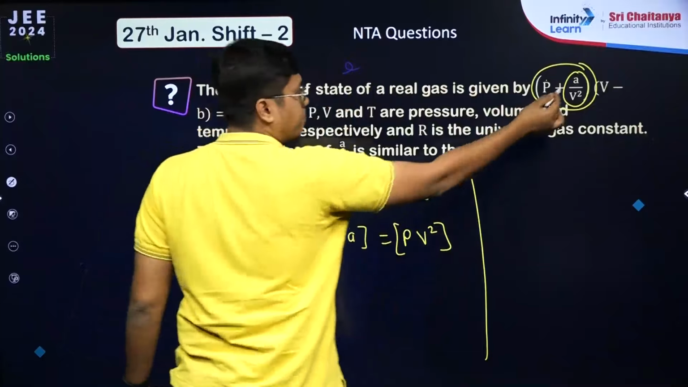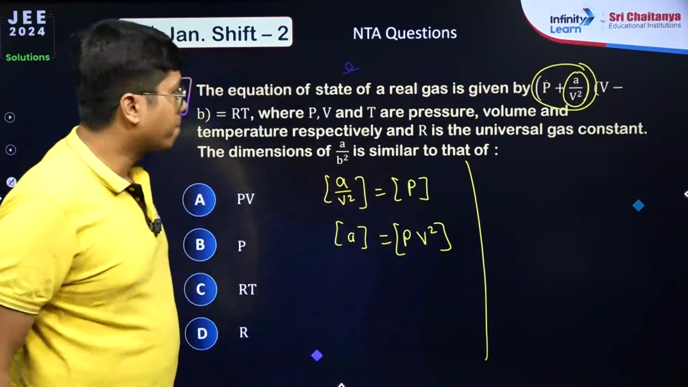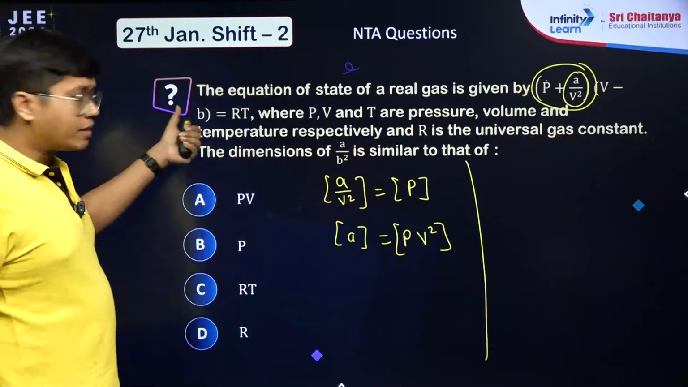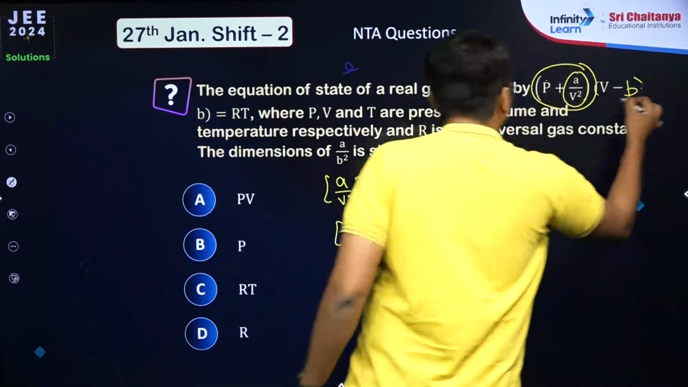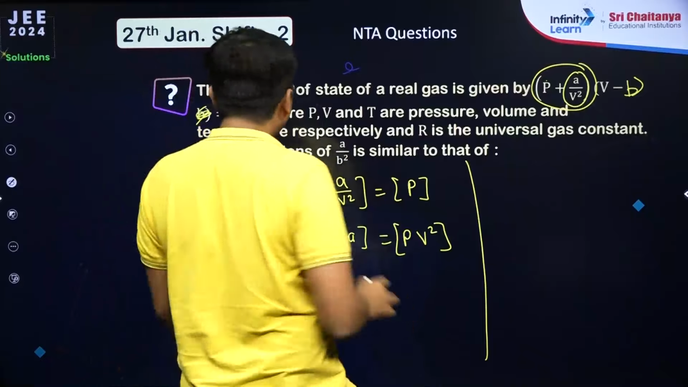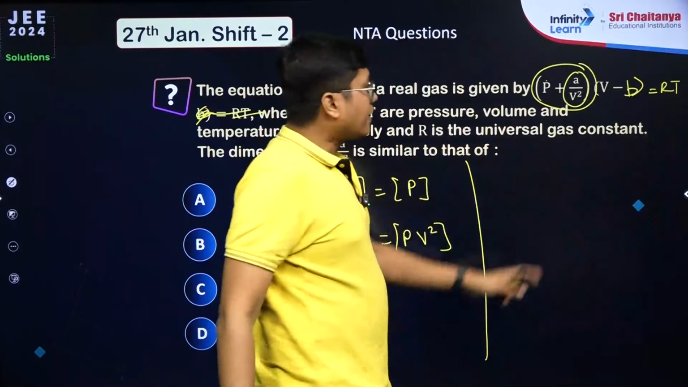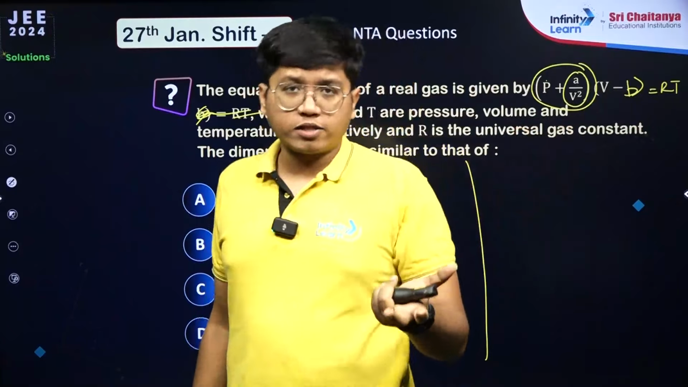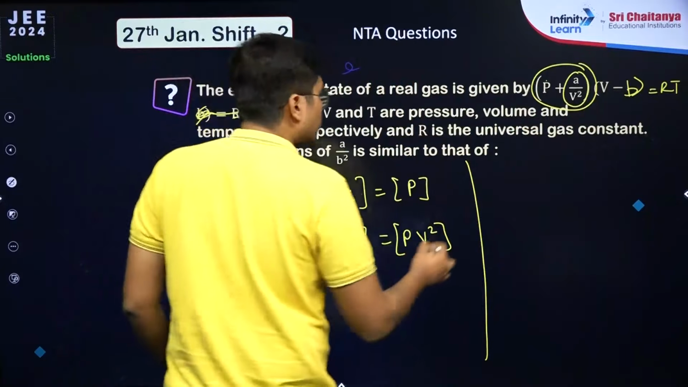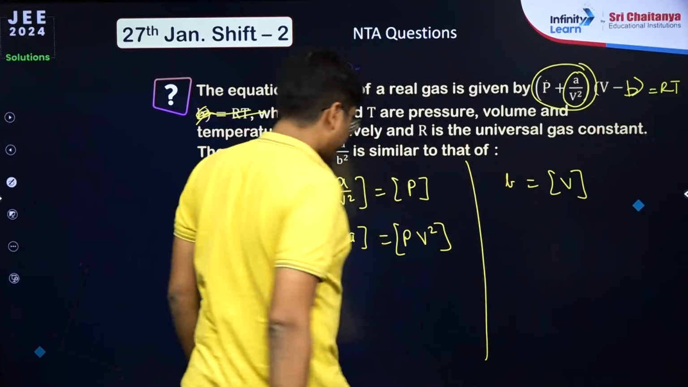Let's set that aside. That's the dimensions of A. Because only if A is PV square, the V square would cancel and then you can add two pressure terms over there. For the next part, it's even simpler for B because you see it is V minus B. If I remove this from here, it is V minus B is equal to RT. In that case, B should have the same dimensions as volume, otherwise they can't be added or subtracted, which makes the dimensions of B just volume.